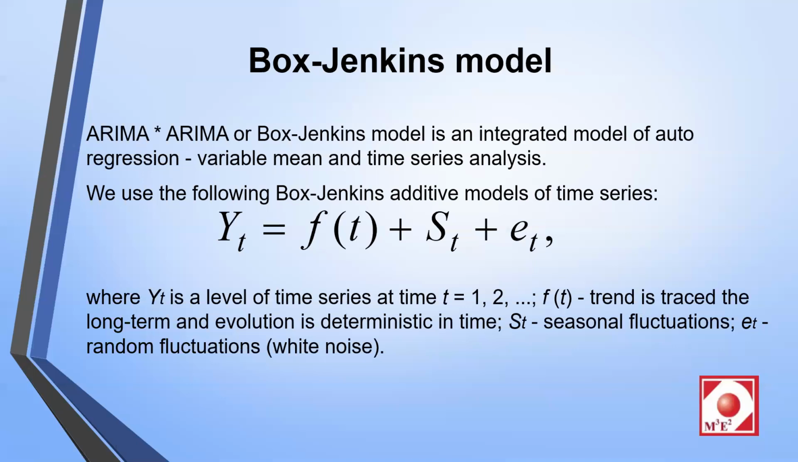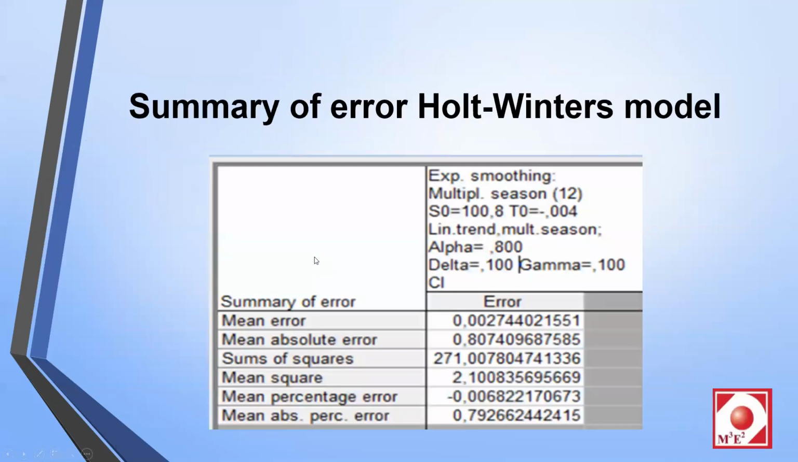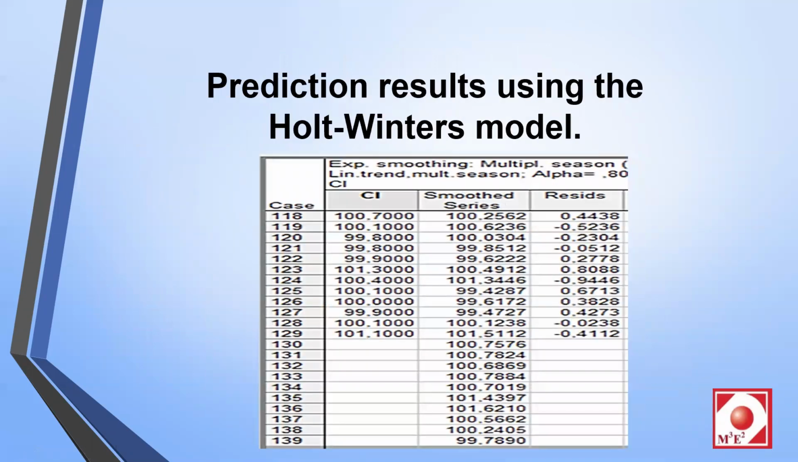A summary of the error is shown in the figure. The mean absolute error and the mean squared error are small, which indicates the adequacy of the model and high prediction accuracy. The forecast for 10 subsequent periods is shown in the figure. The relative forecast error is very small, less than 1%. Therefore, forecasting the indicator using the Holt-Winters model shows good results.